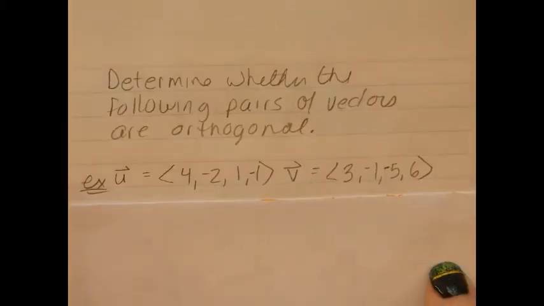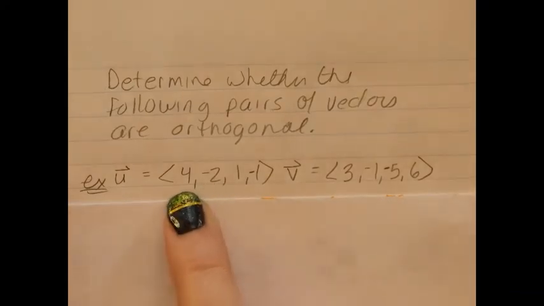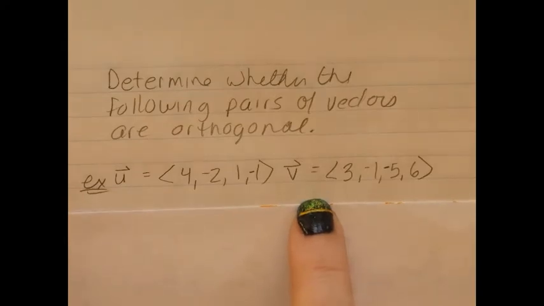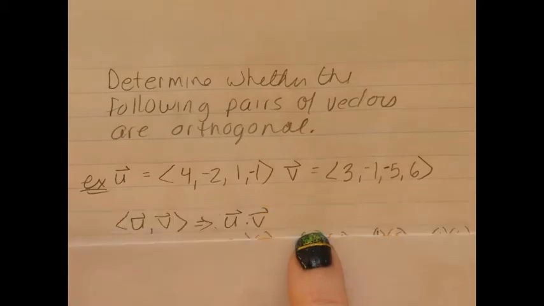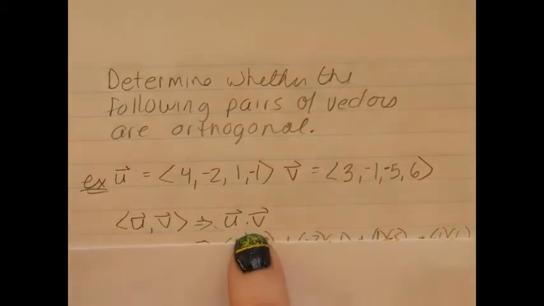All right, now we're on to orthogonal. Determine whether the following pairs of vectors are orthogonal. I gave you an R^4 space. How do we determine if they're orthogonal? Dot product. So the inner product of u and v is the same thing as doing u dot v.